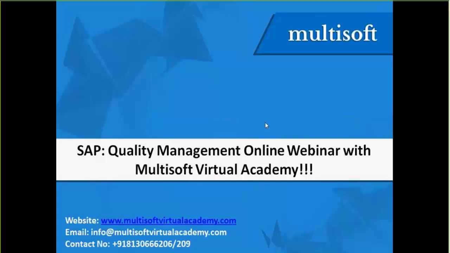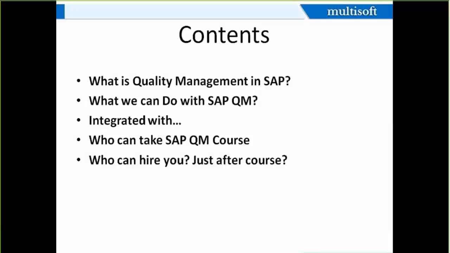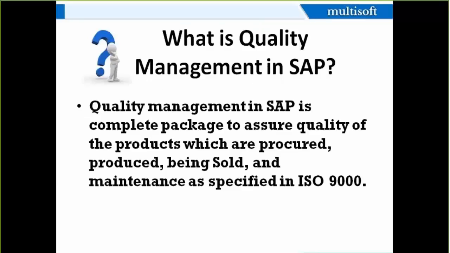Now, we'll see what SAP quality management is. SAP quality management is a complete package to assure the quality of the products which are procured, produced, sold, and maintained, as specified in ISO 9000. One can implement the most important elements of a quality management system as specified in ISO 9000. ISO 9000 is very important.